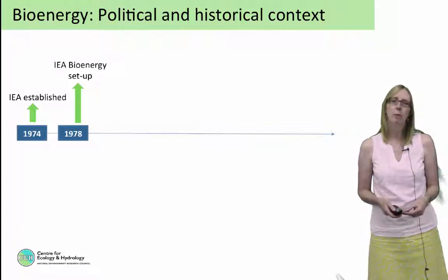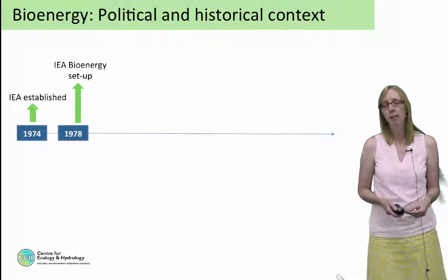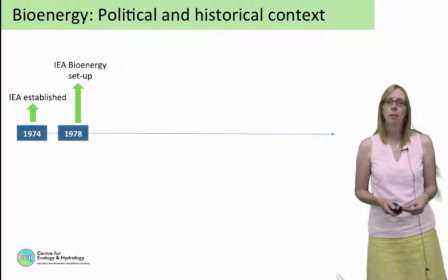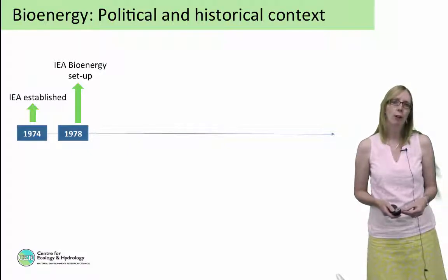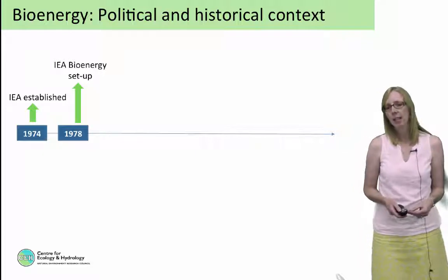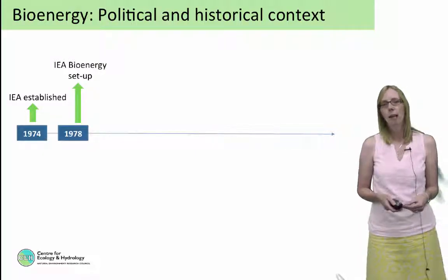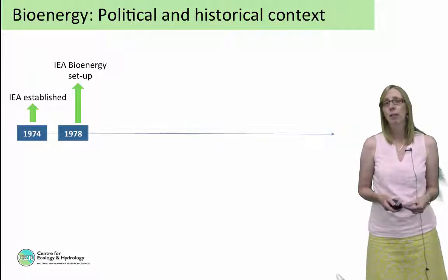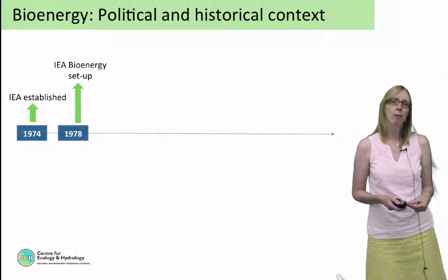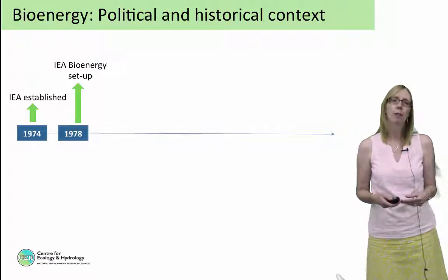And this organisation was established not for environmental reasons, but to address problems of energy security and concerns around energy security following the oil crises of the 1970s. In 1978, a specific task force of IEA was set up for bioenergy. But again, this was for energy security reasons because it was recognised that bioenergy could contribute to independent country energy security. Bioenergy can be grown by different countries and domestically for their own use.